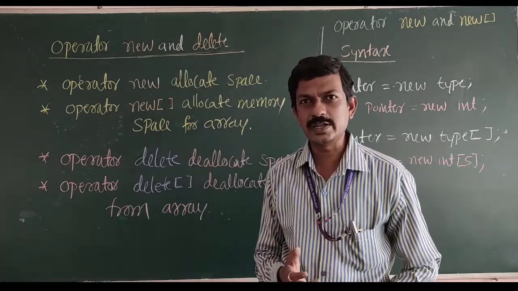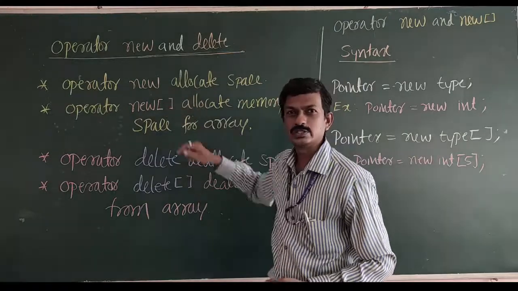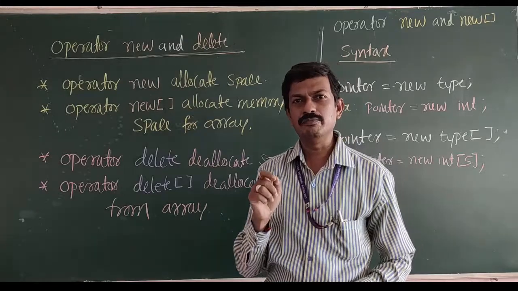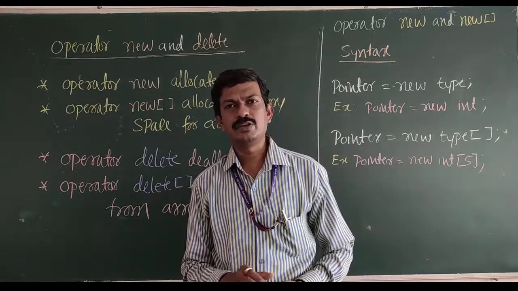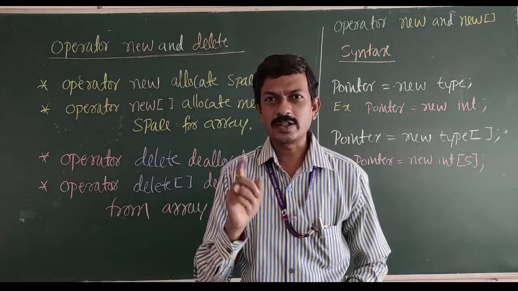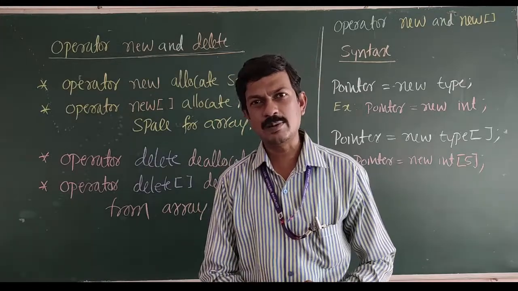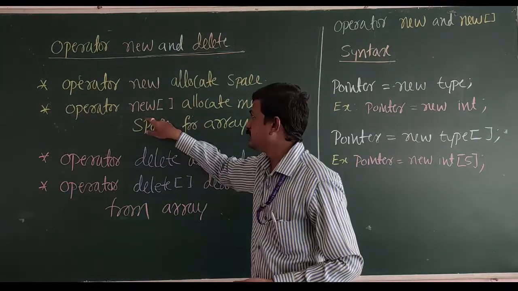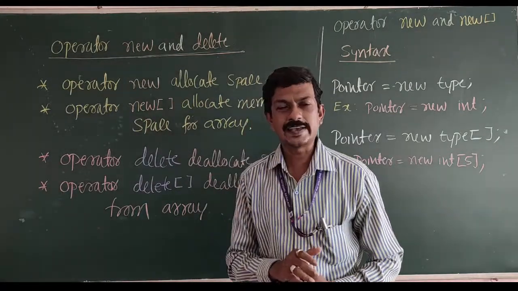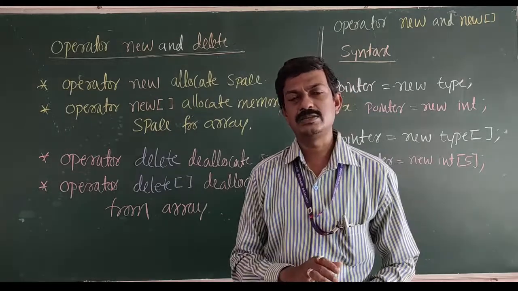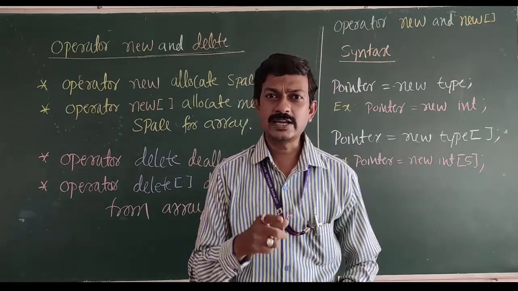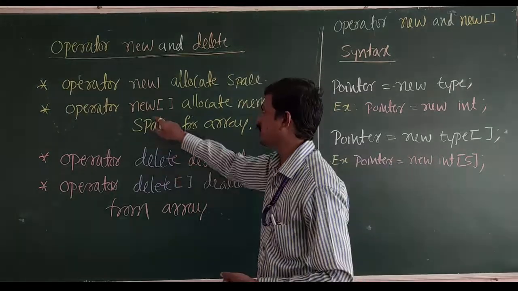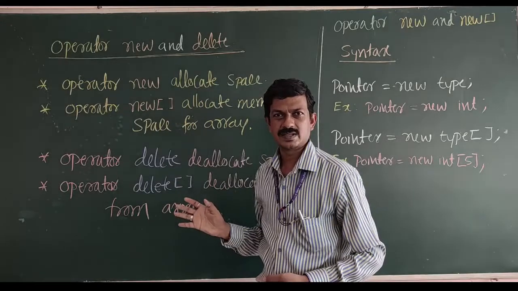Then what is the difference between new and new with square bracket? The new operator simply allocates memory for a normal variable. Means if I created a normal variable, and you want to allocate an extra amount of memory for it, that is done with the new operator. And new with square bracket allocates extra space for array variables. Means if I created an array and it requires an extra amount of memory, that is allocated with the help of new with the square bracket.